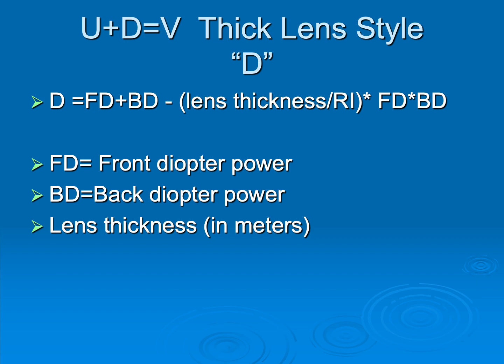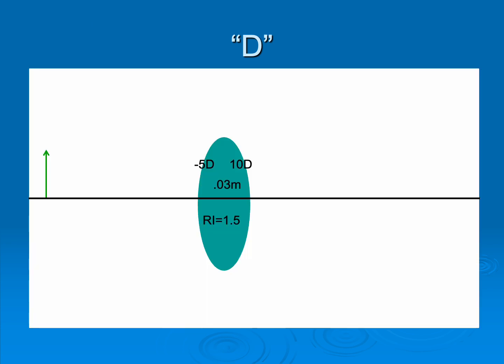What about the D? Well, D is the formula that you see here, and I know that that looks a little complicated, so we're going to walk through that. FD is not fire department. It is front dioptric power. BD is the back dioptric power, and you can see here lens thickness, refractive indices. Lens thickness has to be in meters. We've got that noted here, and then we multiply by the front dioptric power times the back dioptric power. So with D, we need all of these factors, and that's why you have to know the front, the back, the lens thickness, the refractive indices. So let's put that into our formula.